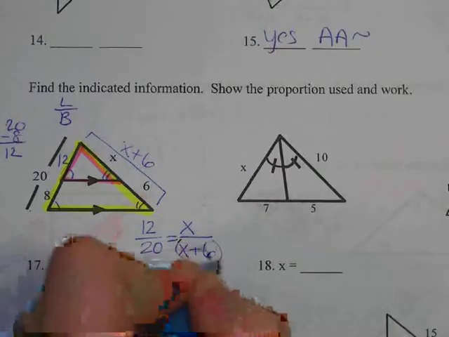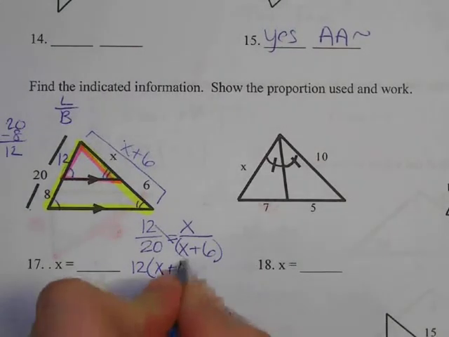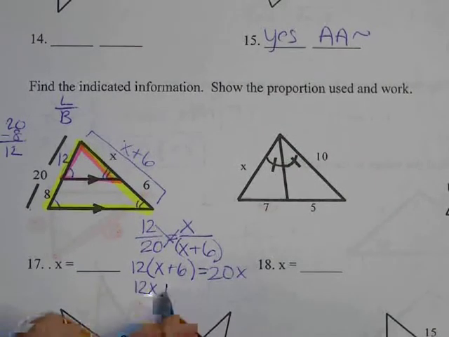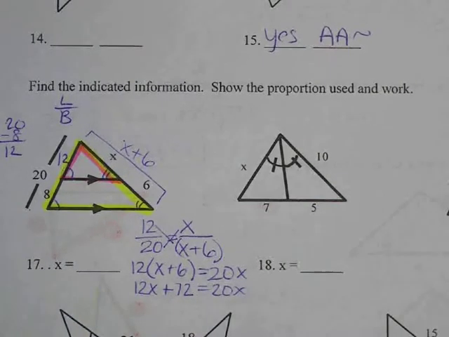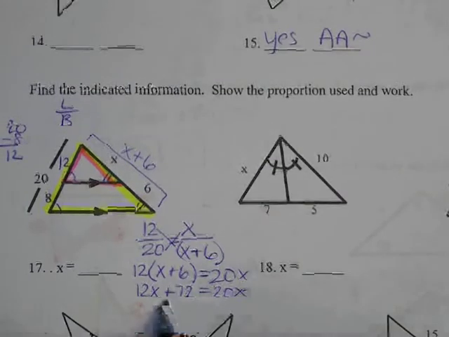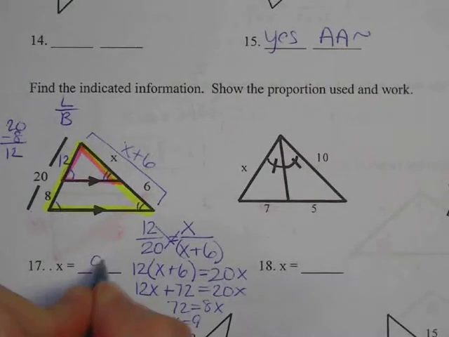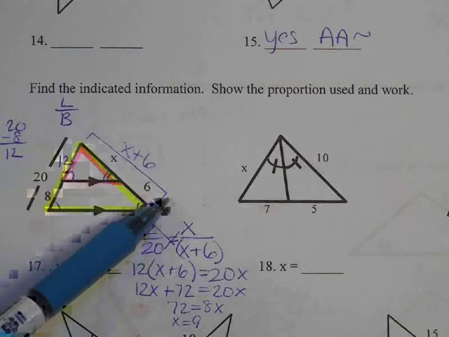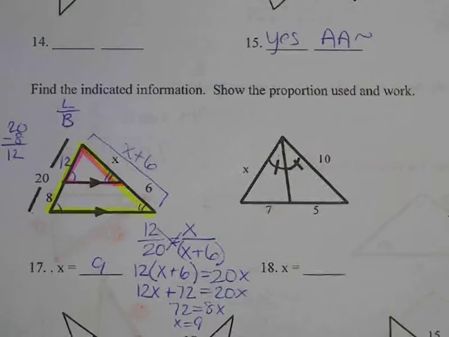So now we can cross multiply. Since this is a group, I'm going to put it in parentheses. We're going to have 12 times (x plus 6) equals 20 times x. When I distribute this, we get 12x plus 72 equals 20x. When we take our 20x and subtract out 12x, we get 72 equals 8x. And when I divide 72 by 8, we're going to get x equals 9. So 9 is our final answer, which means the little side of the triangle is 9, and the whole side would be 9 plus 6, which is 15. That's not what it's asking for, though. You just want x.